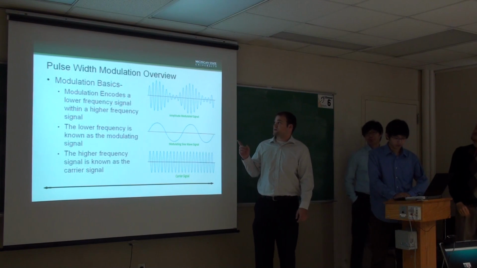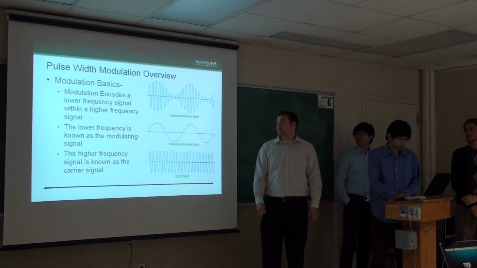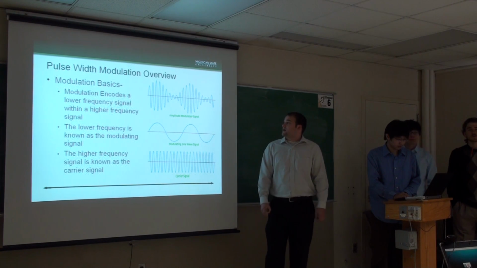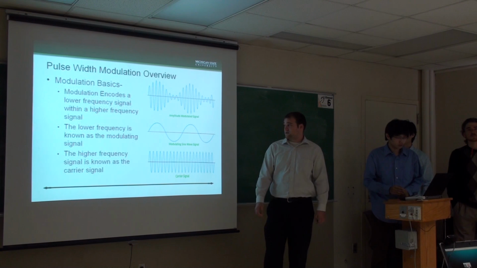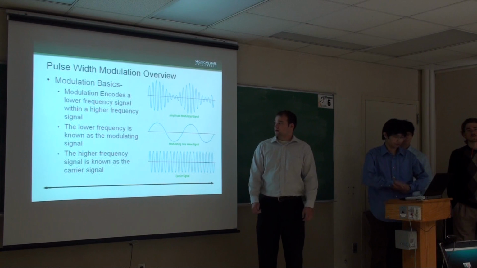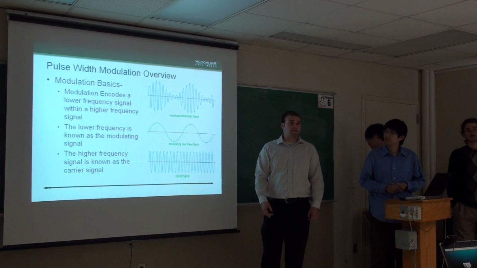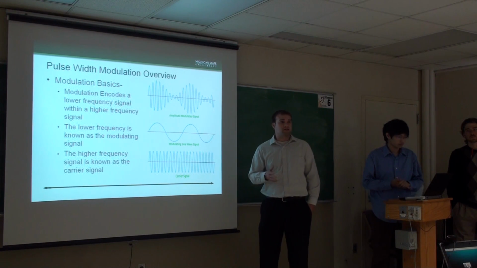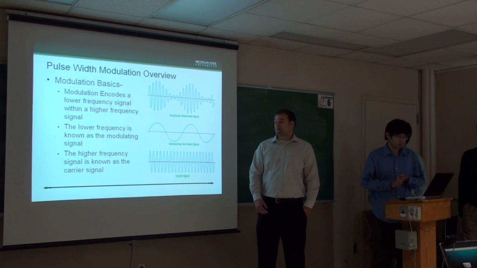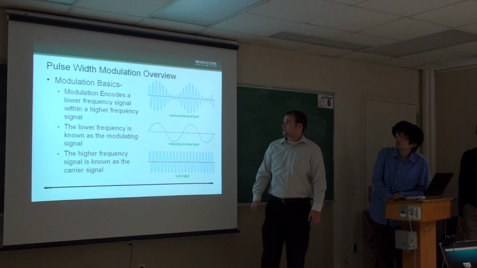Our proposed design solution is pulse width modulation. I'm going to go over some modulation basics first. Modulation encodes a low frequency signal and a high frequency signal. The low frequency signal is known as the modulating signal. The high frequency signal is known as the carrier signal. In modulation, the properties of the carrier signal are changed slightly by the modulating signal to encode the signal, and then you can send it over a transmission line. Here's an example of an amplitude modulated signal.